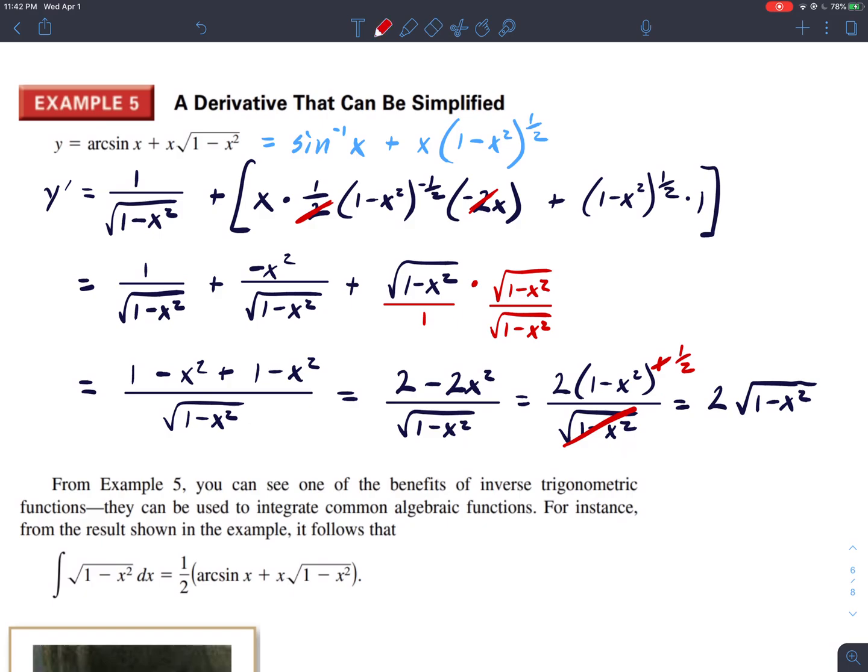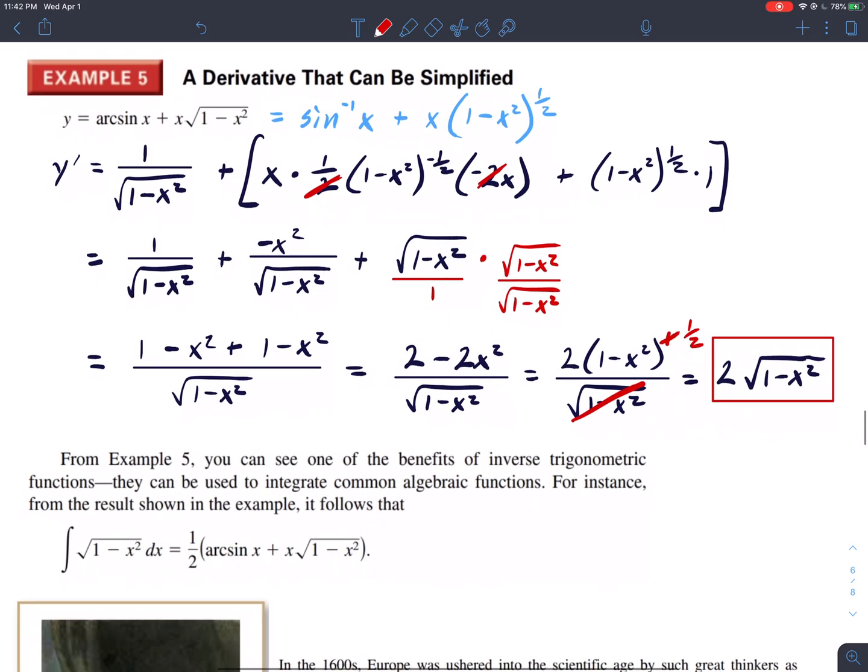Hopefully that makes sense, because now we've got a nice, neat, simple answer to square root 1 minus x squared. Whew. Boy, that problem simplified pretty neatly. Now, the whole reason for doing that and simplifying is to recognize this part here. From example 5, you can see one of the benefits of inverse trig functions is that they can be used to integrate common algebraic functions.